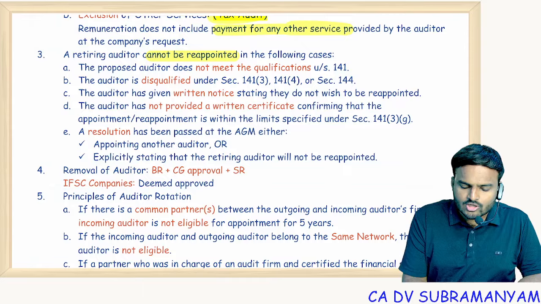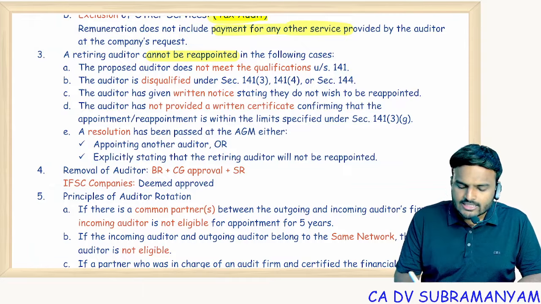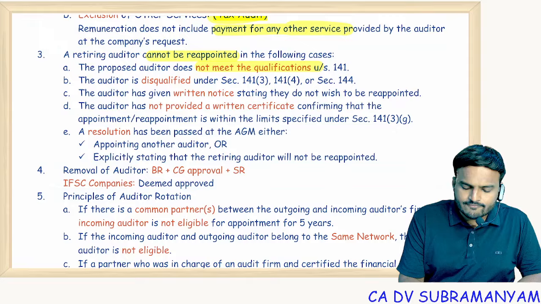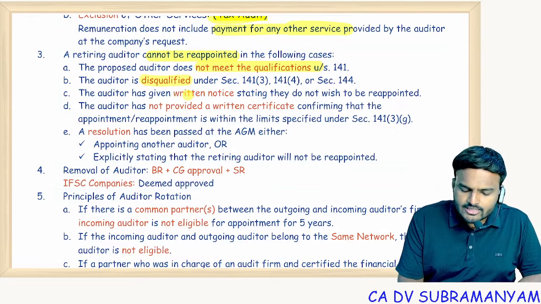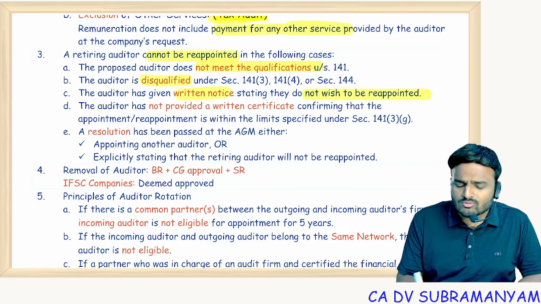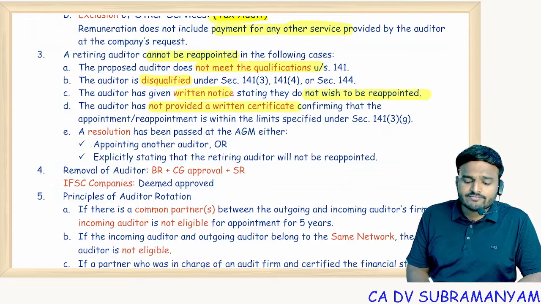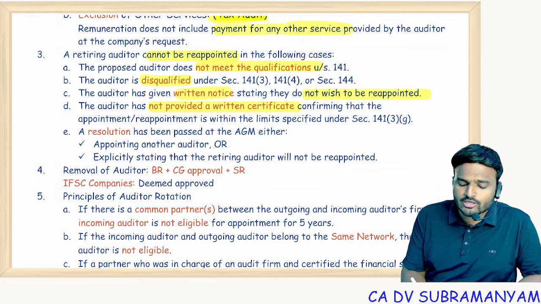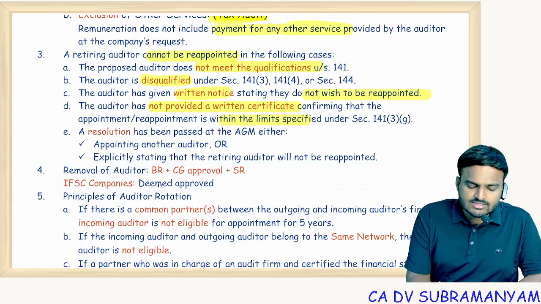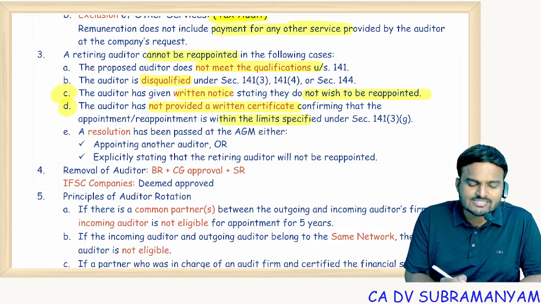Retiring auditor cannot be reappointed in the following cases: if we do not meet qualifications, if auditor is disqualified, if auditor has given written notice that he doesn't want to be reappointed, or auditor has not provided a written certificate confirming the appointment or reappointment within the limits. This is implied revocation. This is express resignation.